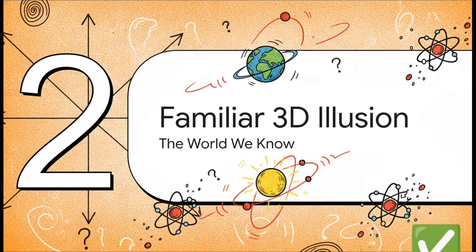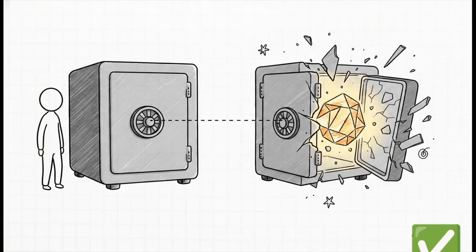Section 2. Our familiar 3D illusion. Let's pull our flat plane upward at another 90-degree angle. Welcome to our cozy, familiar, three-dimensional world where depth finally appears. You can move up, down, left, right, forward, and backward. And you might be wondering, why exactly 3 spatial dimensions?